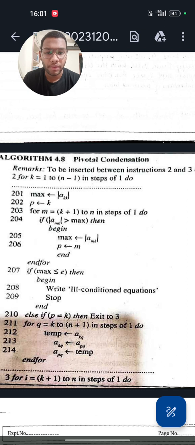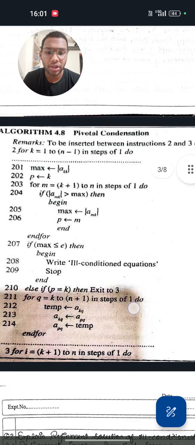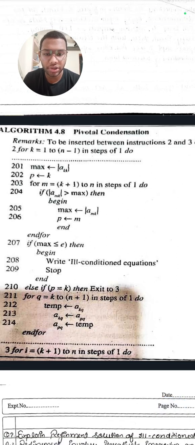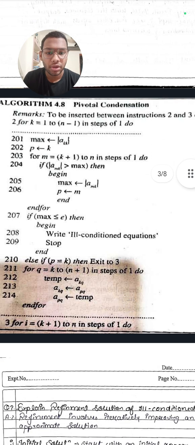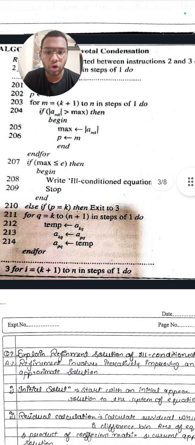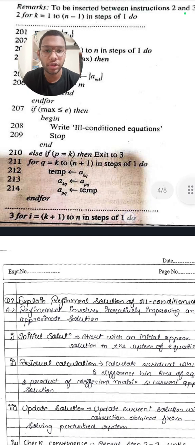end. And if max is greater than or equal to E, then we will consider it as an ill-conditioned equation. Else if P equals K, we will exit to number 3. For K equals Q to n plus 1, we will assign AKQ to a temporary variable, APQ to AQQ, and temp to APQ, and then we will end the for loop. Here the first question comes to an end.